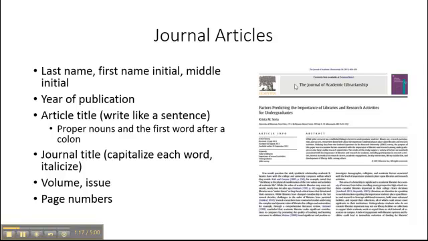The journal name, the journal title, so here it's the Journal of Academic Librarianship, will be capitalized and italicized in your references section. You should also take note of the volume and the issue, and then the page numbers within which this particular article will fall.